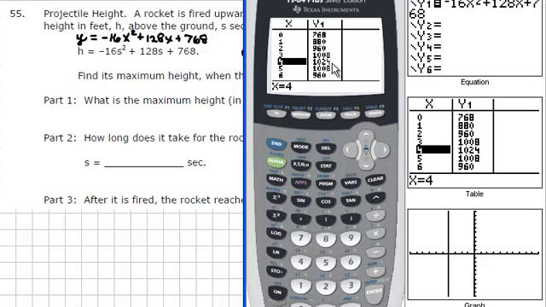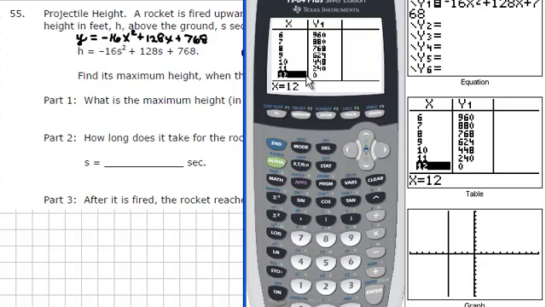In order to determine when the rocket reaches the ground, we need to continue scrolling through the table until we observe that the height of the rocket is 0. So continue scrolling until you locate the point at which the y value is equal to 0. Notice that when we reach time equal to 12 seconds, the height of the rocket is 0. So after it is fired, the rocket reaches the ground after 12 seconds.